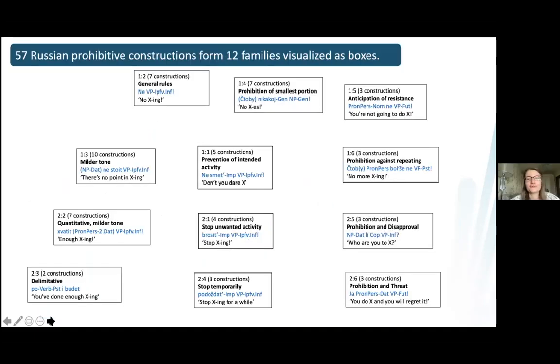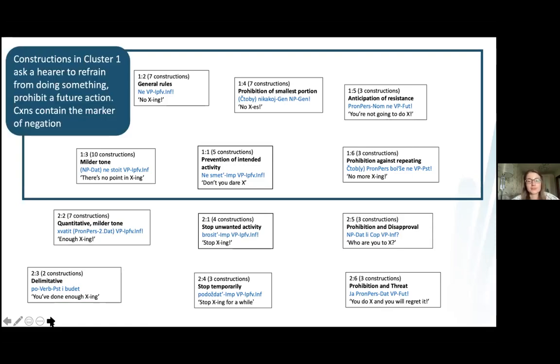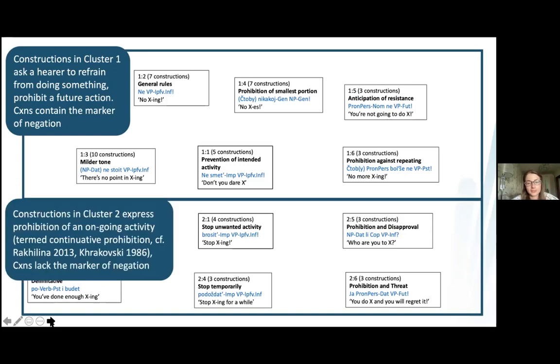Okay, let us now turn to the overall dataset of prohibitive constructions. First, we grouped 57 Russian prohibitive constructions into 12 families. They are visualized here as boxes. Each family has an index, number of its family members, a brief description, and one representative construction with a gloss. We found that these 12 families encode two kinds of prohibition. So semantically, they form two clusters. Constructions in cluster 1 prohibit a future action, and constructions in cluster 2 encode prohibition of an ongoing activity. That's why we called it continuative prohibition.